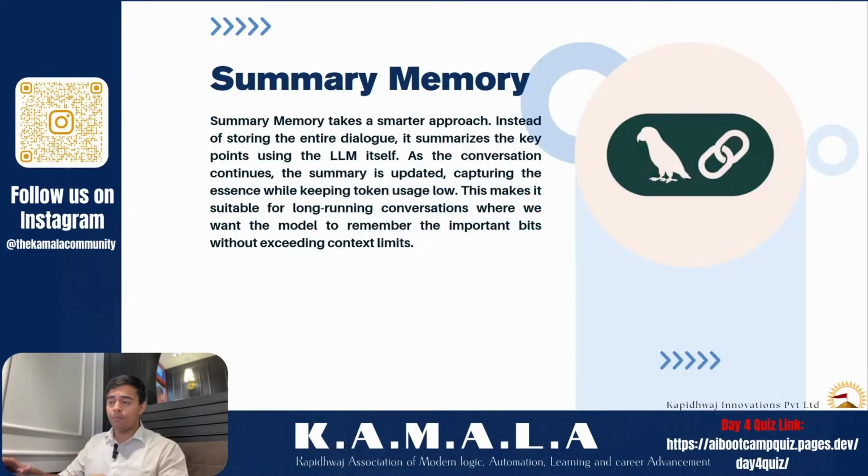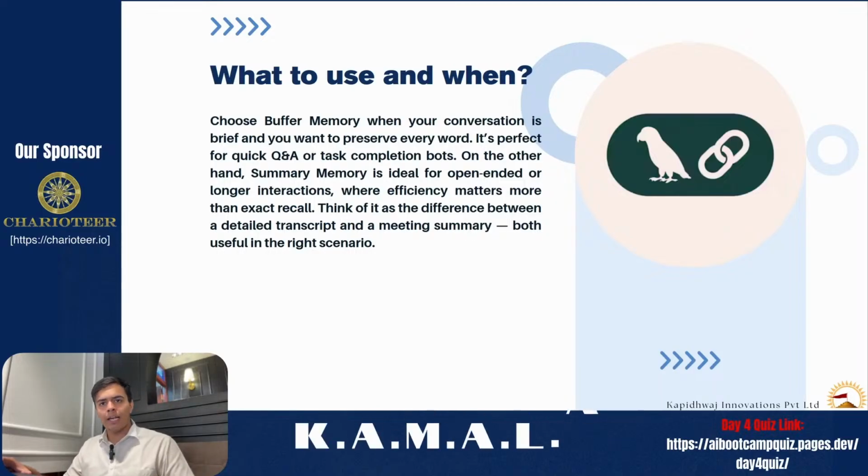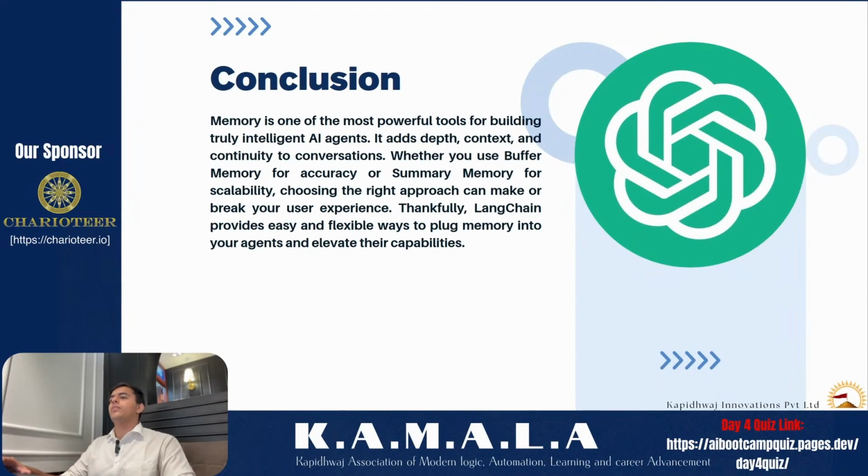So, moving back to our PPT. What to use and when to use it, I guess it is now clear. Choose buffer memory when your conversation is brief and you want to preserve every word. Choose summary memory when the conversation is open-ended and the interaction is longer. So the conclusion is that memory is one of the most powerful tools for building truly intelligent AI agents. It adds depth, context, and continuity to conversations, whether you use buffer memory for accuracy or summary memory for scalability. Choosing the right approach can make or break your user experience, so choose wisely.